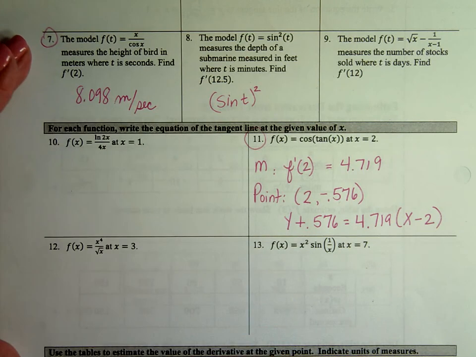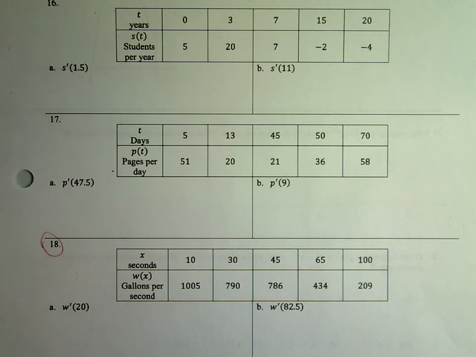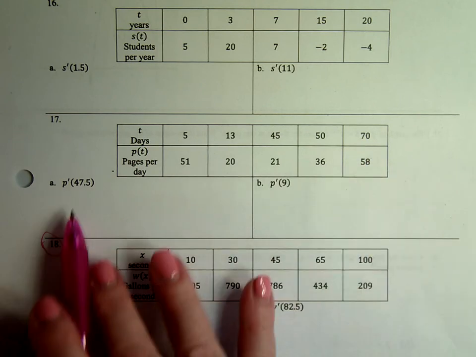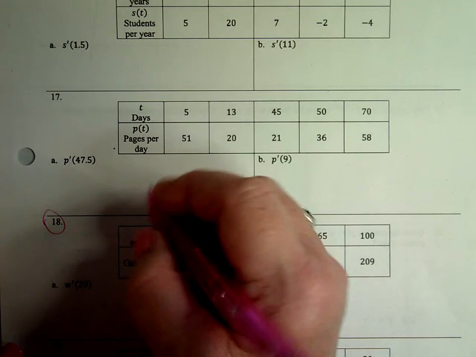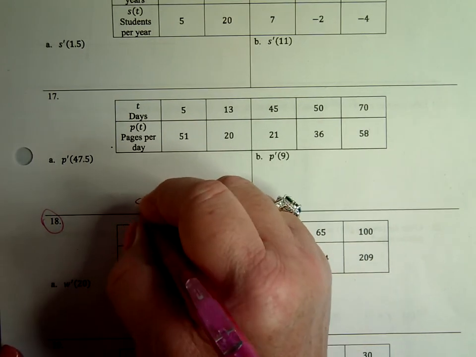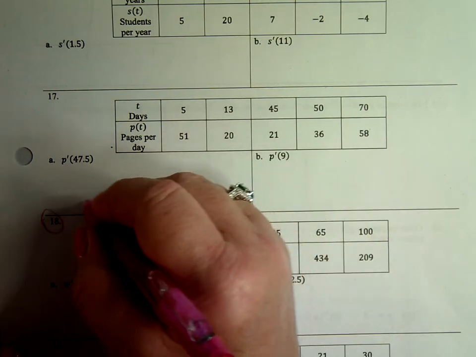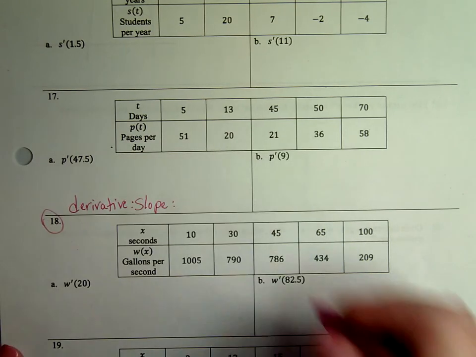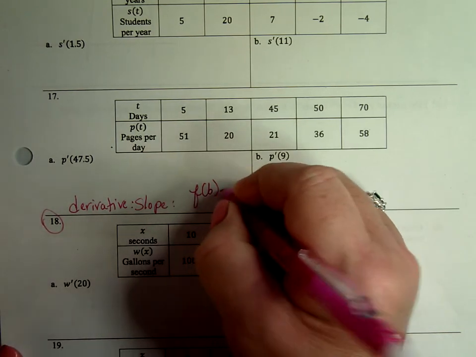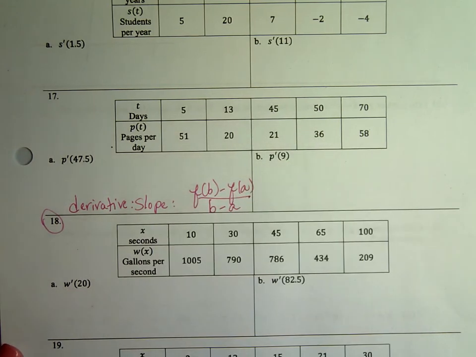All right, then the last couple questions, the last one we're going to look at, the last kind of example, is number 18. You can see these are all the same type of questions. You've got a table, you got to figure out a derivative. Well, it's the same thing as the slope formula. The one that we picked was number 18. If I'm thinking slope, I'm thinking derivative. I'll put it over here. The derivative is the slope, which is f of b minus f of a over b minus a. The general formula we've got going on.